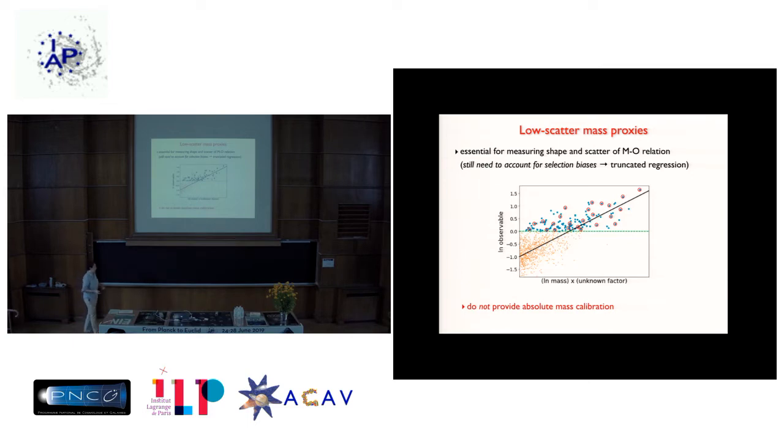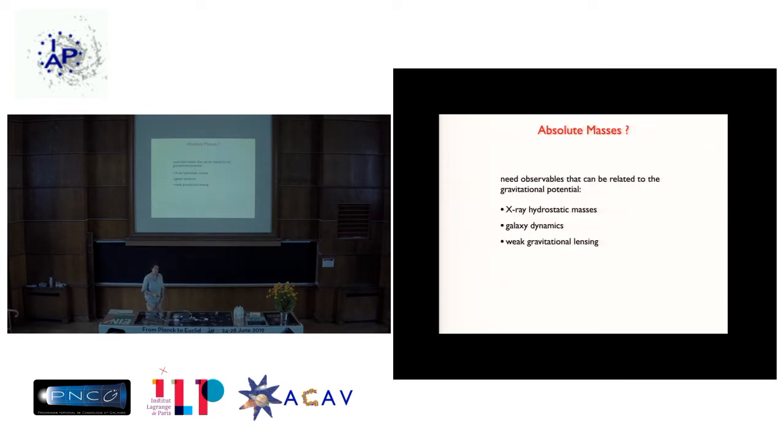However, these low scatter mass proxies are only that, they're mass proxies. They don't give us the absolute mass. And so we still need something that will anchor this relation that we can measure from the low scatter mass proxies. So we need to measure absolute masses. That means we need observables that relate to the gravitational potential. And we really have three options: hydrostatic masses, galaxy dynamics, and gravitational lensing.